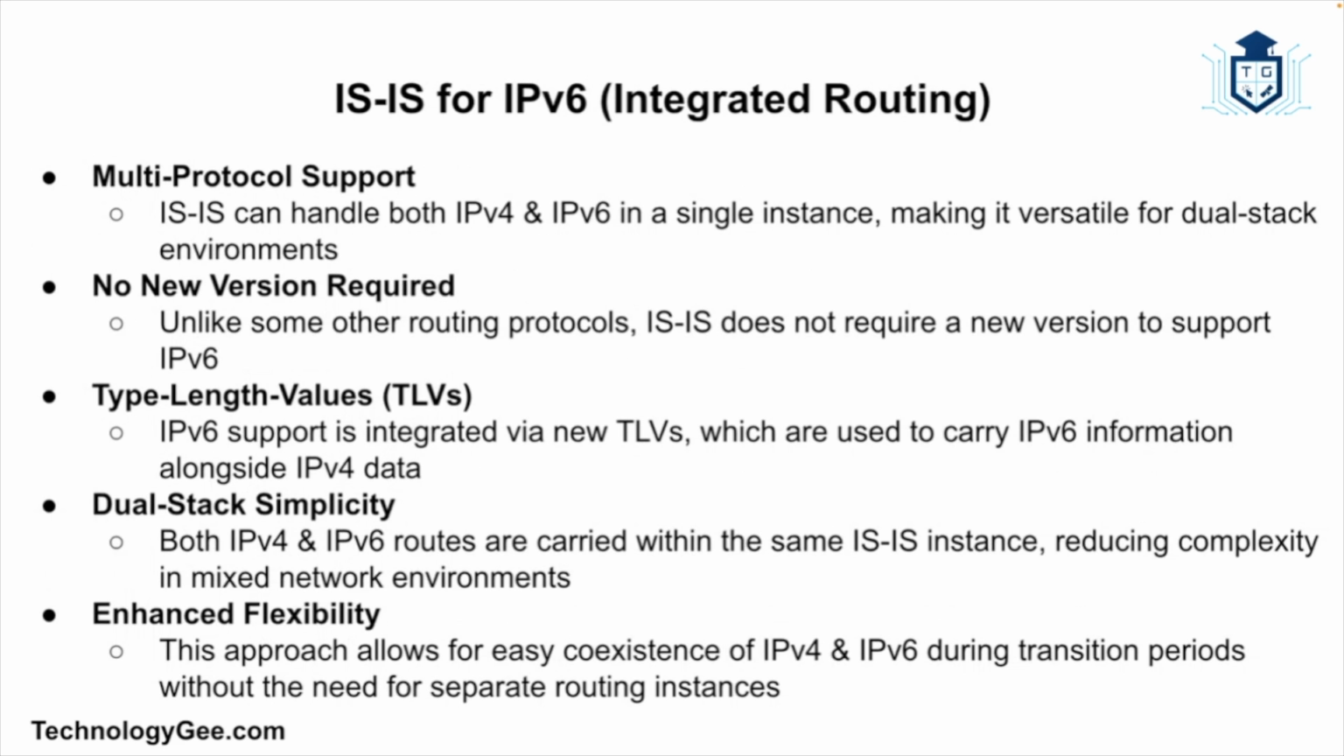All right, next let's quickly talk about ISIS for IP version 6. One of the coolest things about ISIS is how it handles multiple protocol families. You don't need a new version of ISIS to support IP version 6. Instead, you just need new TLVs, or type length values, to carry IP version 6 information alongside IP version 4. Basically, this means you can carry both IP version 4 and IP version 6 routes in the same protocol instance, which makes it super convenient for dual stack environments.